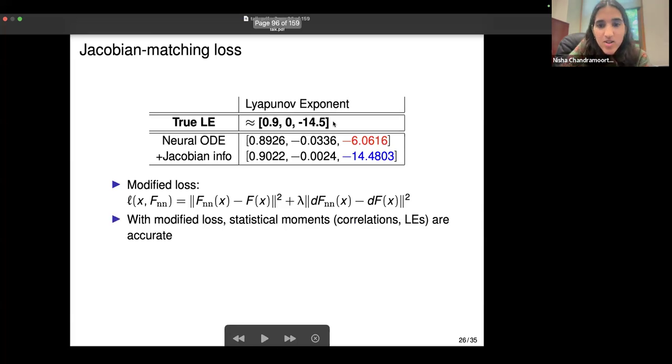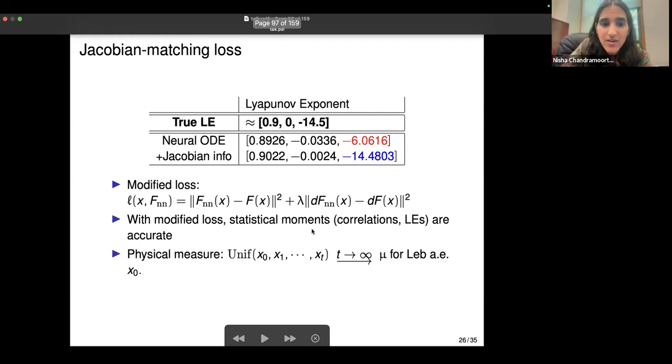Okay. It was not just the Lyapunov exponents. We can calculate any kind of statistical measure. We can calculate the time averages of various quantities. We can calculate correlations. All of them seem to be accurate. So it's truly learning the Lorenz system in a statistically accurate manner. Okay. What do I mean by that?